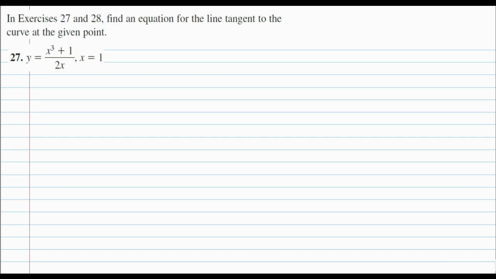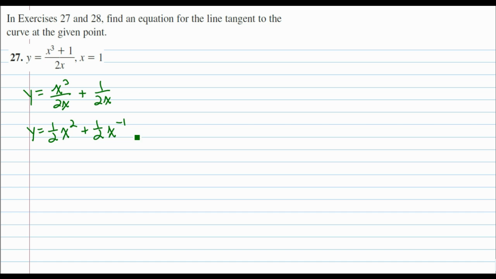So now try problem number 27. It says find an equation for the line tangent to the curve at the given point. This problem looks very similar. The last one, the only change was it was x cubed plus 3. Well, fine. But now, oh no, now it's x cubed plus 1 in the numerator. So it is a little bit different, but I can still avoid using the quotient rule. I know we have a quotient, but if we can avoid using the messy quotient rule, we will. So I'm going to rewrite y first as x cubed over 2x, and then plus 1 over 2x. That would be the same as saying 1/2 x squared plus 1/2 x to the negative 1.